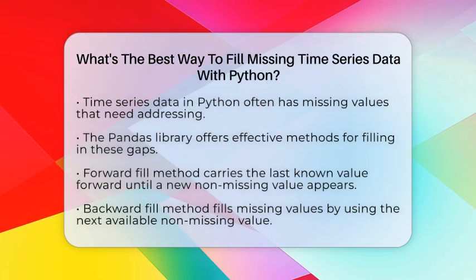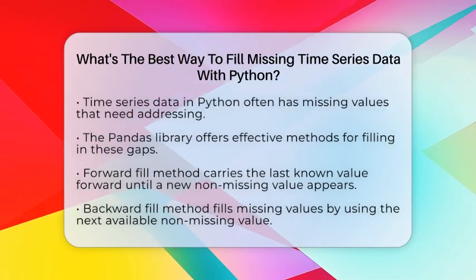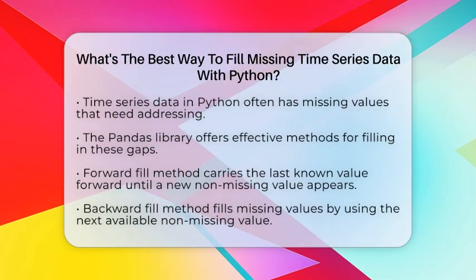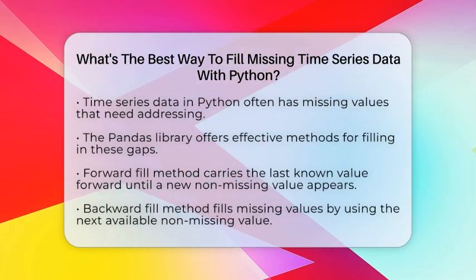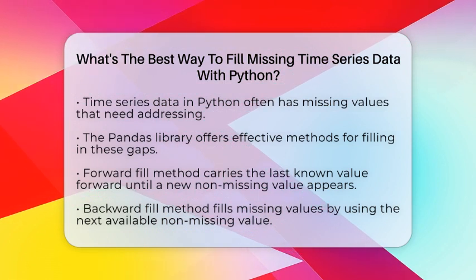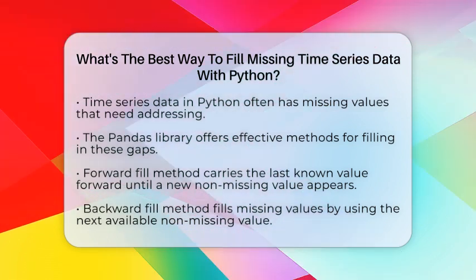Next, there is the backward fill method. This method fills in missing values by looking at the next available non-missing value and using it to fill the gaps. This is useful when you think that the next known value should apply to the preceding missing points.